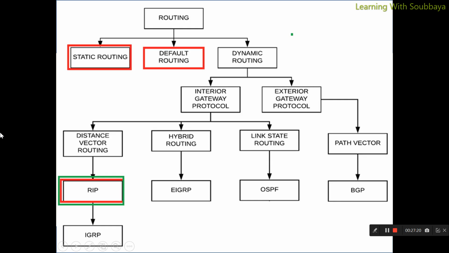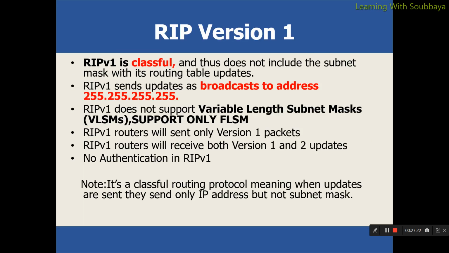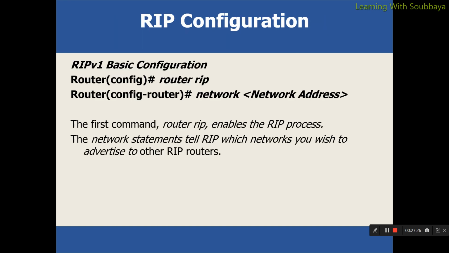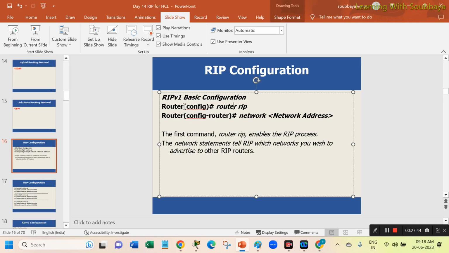We are going to study the protocols one by one. Right now we discussed the RIP characteristics. Now, how to configure? There is a very simple method to configure the RIP protocol. First we will go with RIP version 1, then RIP version 2. This is the syntax for RIP configuration: router rip, network along with the network address.